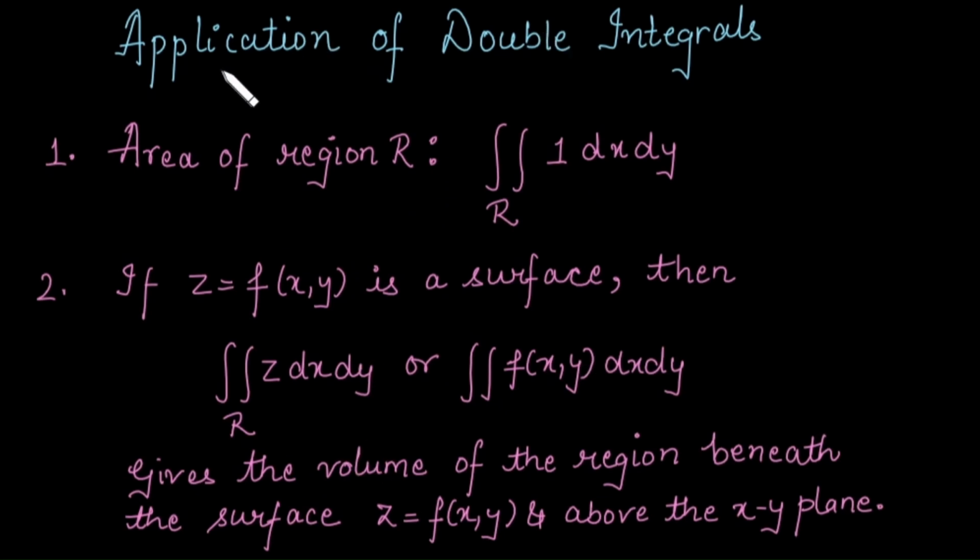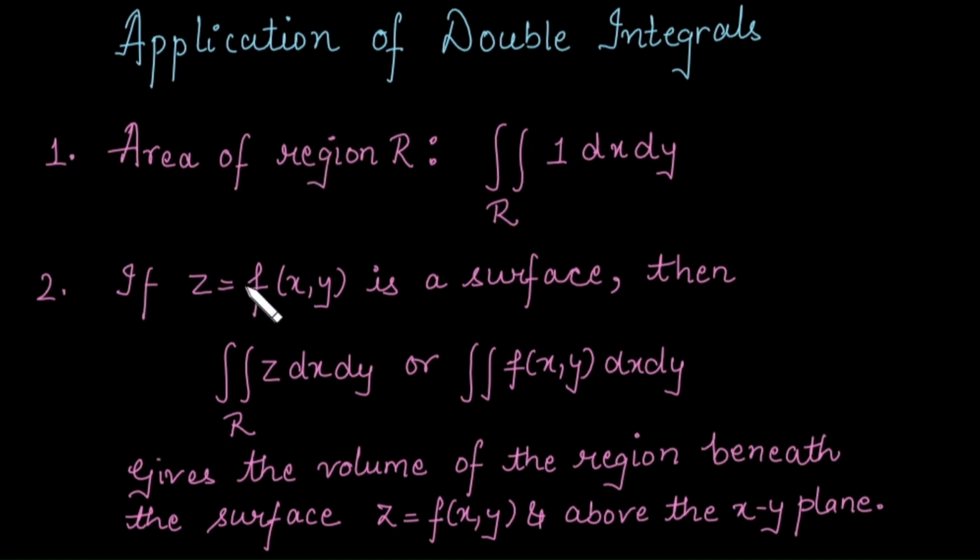Everyone. In this video, we will learn the application of a double integral. There are many applications, but we will discuss only two in this case. The first is area of the region. With the help of double integration, we can evaluate the area of the given region, provided we take the function as 1. Means, if you take the double integration of function 1 over the given region, that will give you the area of that region.